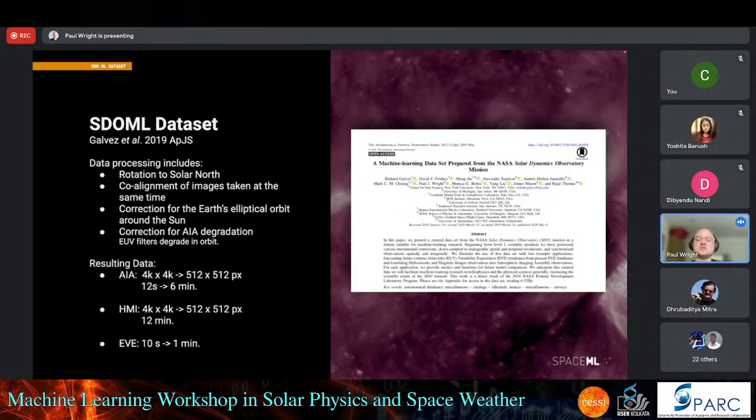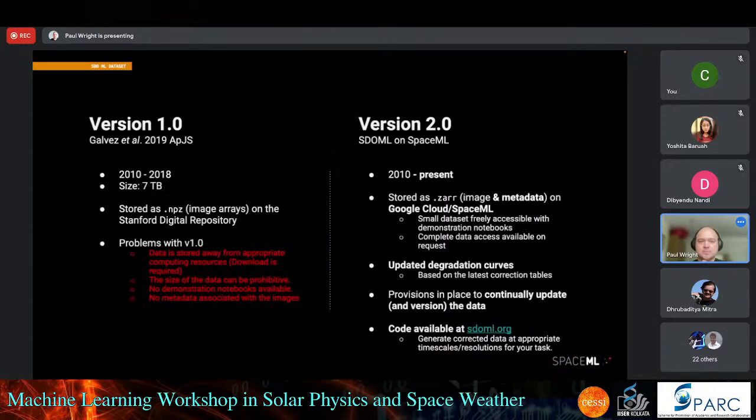As discussed, we know that the sun has features on a wide range of time and spatial scales. We picked a resolution that's satisfactory for the work that we were doing that I'll discuss later. And this was for casting essentially EVE solar spectral irradiance from AIA images, but it also limits the size of the data set. This is 7 terabytes in version 1 at 512 by 512. If you require higher resolution data, the code to generate this is online, but we didn't want to start uploading petabytes of data to the Google Cloud.